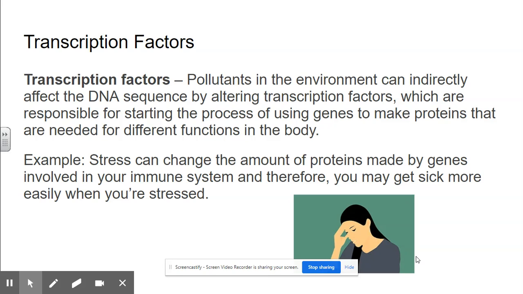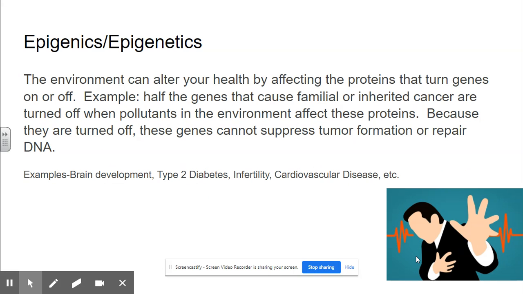But it's important to manage your stress because stress can change the amount of proteins made by genes involved in your immune system. And we know from health and disease how important having a properly functioning immune system is. So if your immune system is affected, you can get sick more easily. So there's definitely a correlation between stress and your immune system.